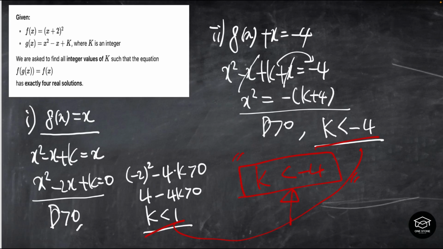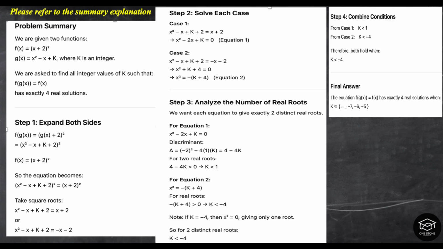Final answer. So the equation f(g(x)) = f(x) has exactly 4 real solutions when k is less than −4. That means the valid integer values of k are k = −5, −6, −7, and so on.